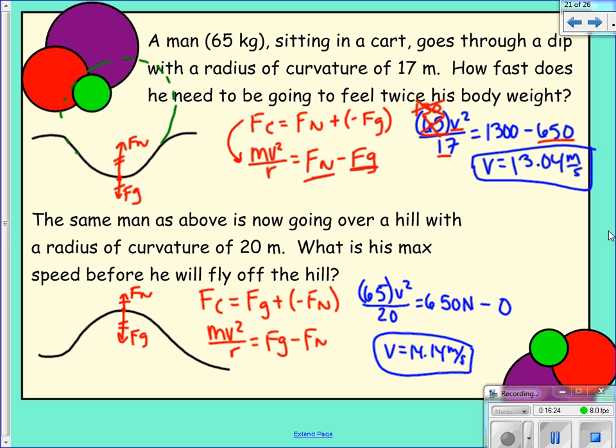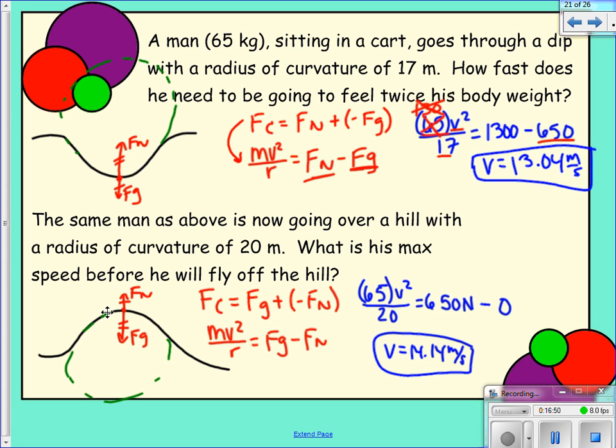Okay, so looking at the answer for this one, first of all, let's look at the force diagram. Normal is pointing up, gravity is pointing down. Gravity has to be larger in this one because the theoretical circle is below the hill, and so gravity has to be the greater one since it's the one facing the center. So my sum of the forces equation is force centripetal equals force gravity plus negative force normal, which will simplify into mv squared over r equals force gravity minus force normal.